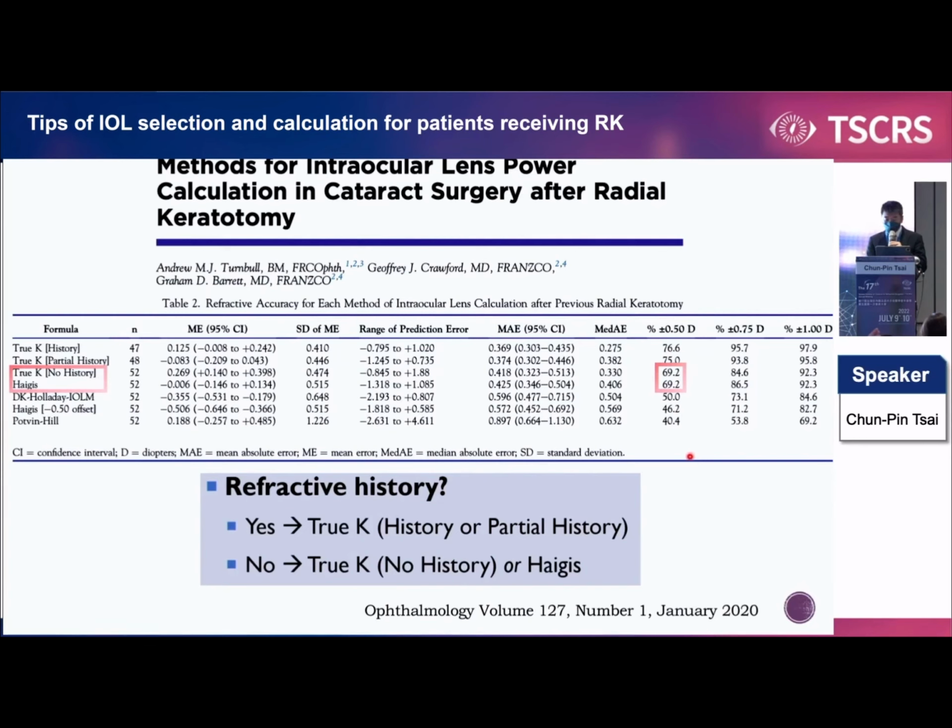If you just have the post-RK refractive result, you can use the most hyperopic refraction record for the patient. This allows for the progressive hyperopic drift that occurs after RK, but also controls for any myopic shift caused by nuclear sclerosis. This partial history option was released in the True-K formula for RK 5 years ago. The partial history option can fine-tune the refractive outcome of RK eyes. If you don't have any refractive history of the patient, you can use the Haigis formula or the Barrett True-K formula with no history of RK.